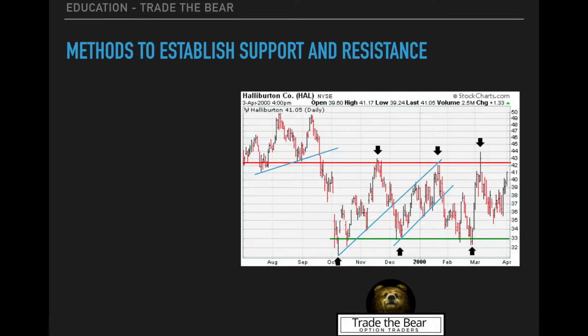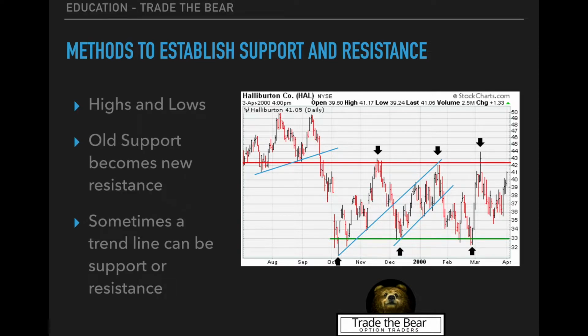So how do we establish support and resistance? Well, the highs and the lows. Higher highs, higher lows. You can see here that we've drawn a support line that started over on the left-hand side of the chart that's red, and then when it was broken down, that's where support becomes resistance. So you'll see old support becomes new resistance.